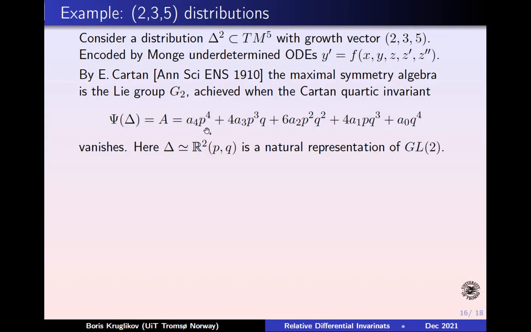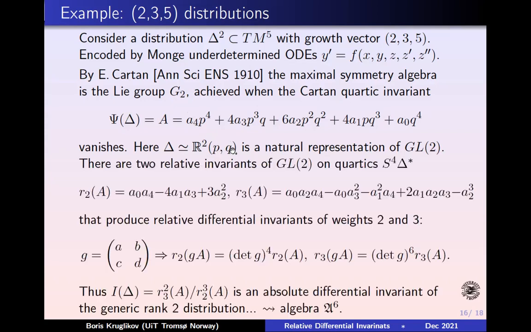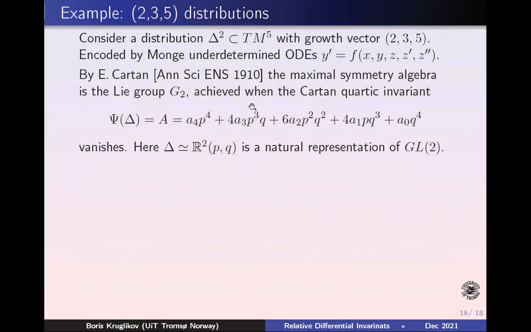I write it as a homogeneous polynomial. I identify this delta as just a two-plane with coordinates P, Q, and then I write it as a homogeneous polynomial. Here it is. It has 5 coefficients, right? So that's an irreducible representation of SL2 of type 4, the symmetric power of the standard representation. Actually, even of GL2. So GL2 is the G0 part of the corresponding gradation of G2.